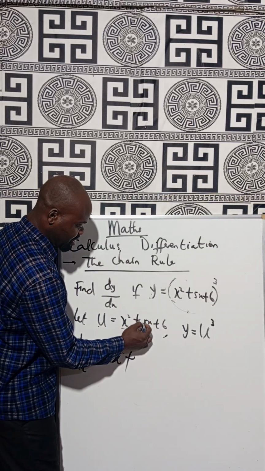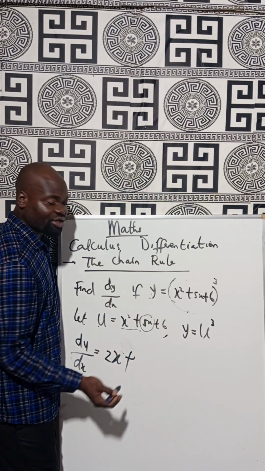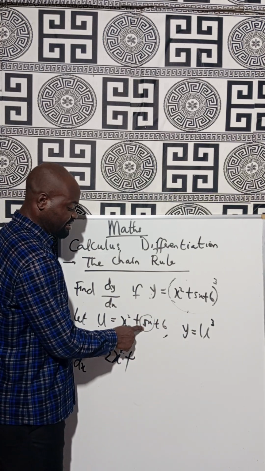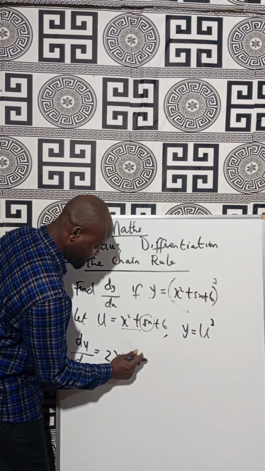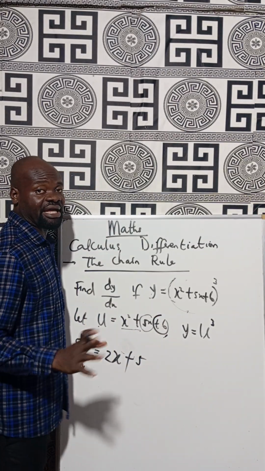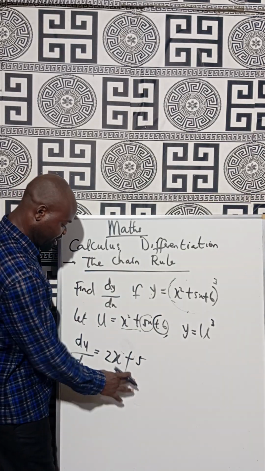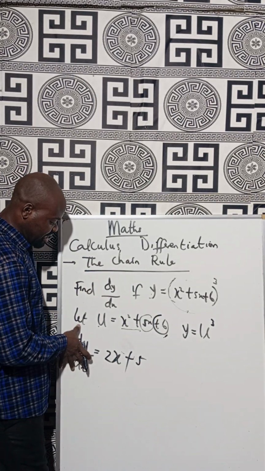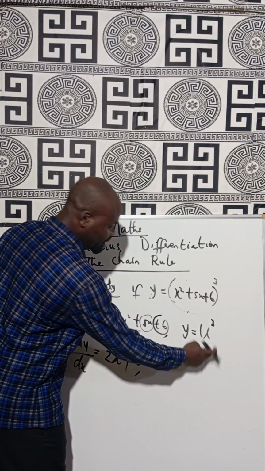Now 5x. Whenever you have ordinary x here, that is not having any power here, just remove the x and write the number here, the coefficient. That's 5. You understand me now? Note it. Then 6 is a constant. It doesn't have any x. So it turns to 0 or just goes away. So that's our du dx. So du dx is what? 2x plus 5.